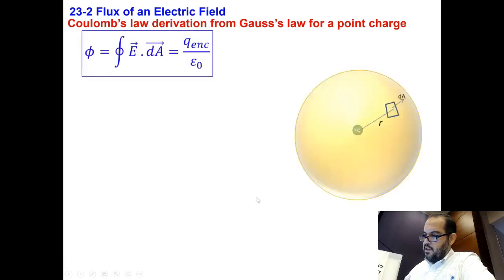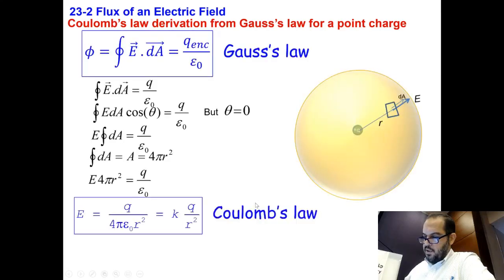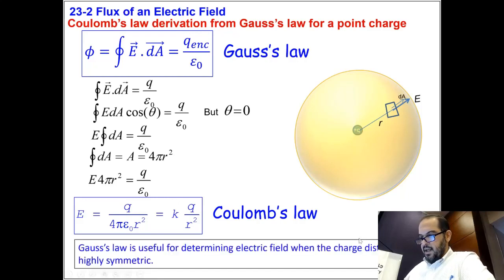So this is what we just have done. So let me skip through this. We started with Gauss's law and we were able to derive Coulomb's law. So if you remember one, you can derive the other one. Gauss's law is very useful in determining the electric field when you have a symmetric geometry. Okay, so this is what we're going to do next.